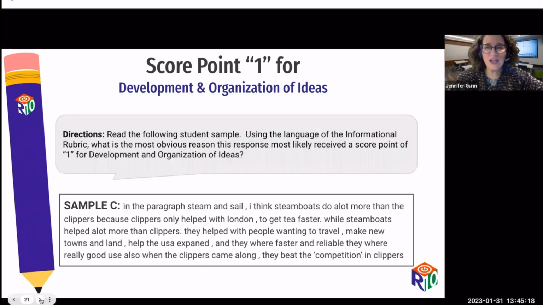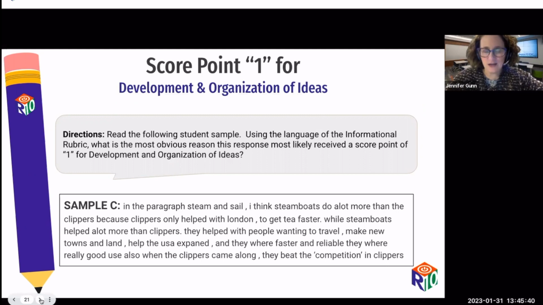Now, let's look at a couple of different ones. And as you heard me read on the 0, I will continue to read these with some correction because we cannot let the conventions get in the way of an accurate scoring for the development and organization of ideas.